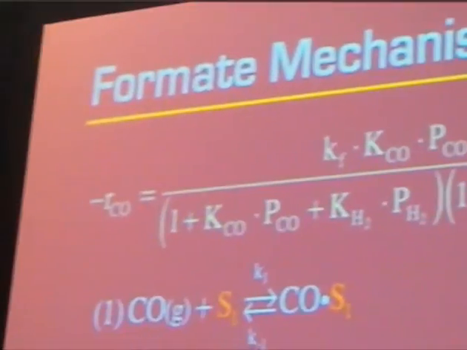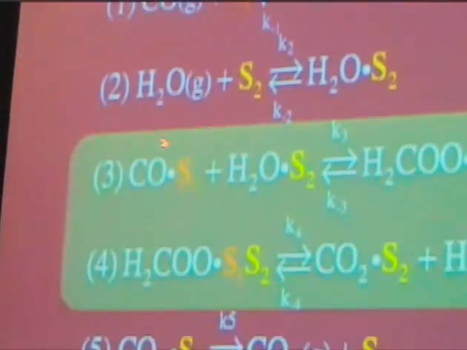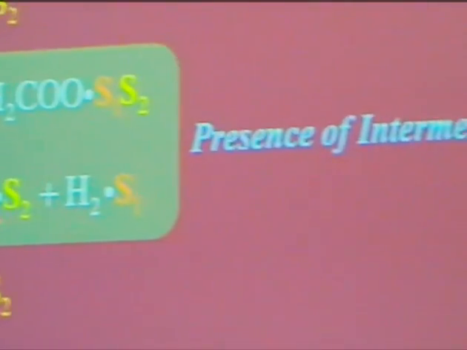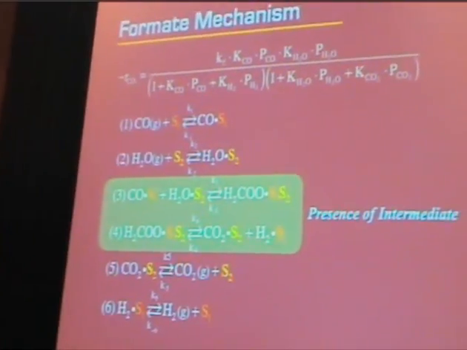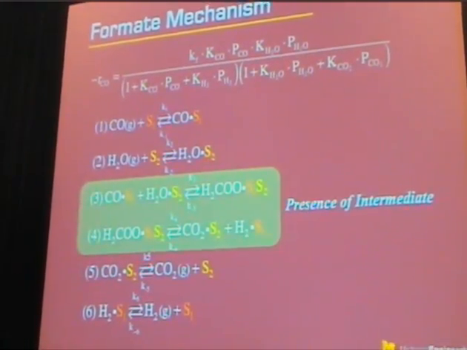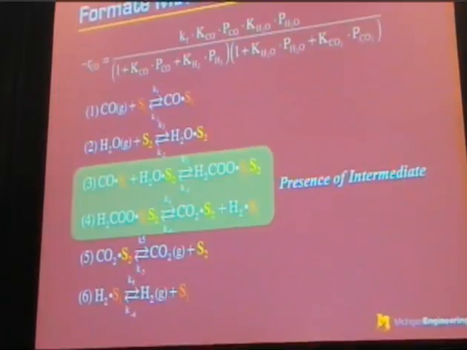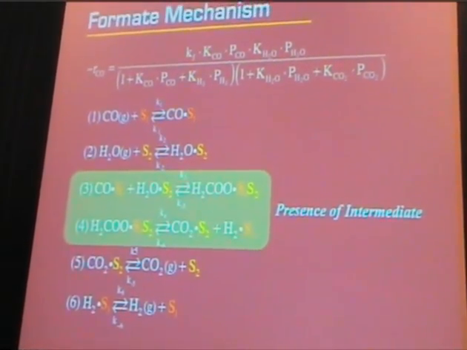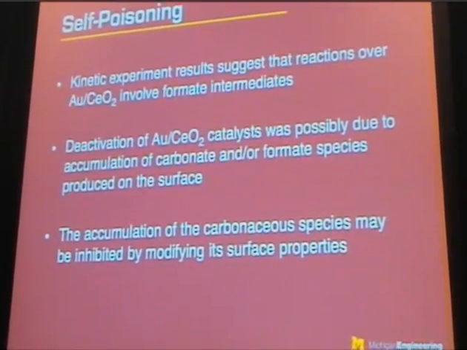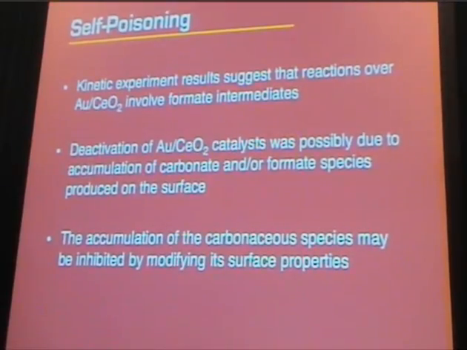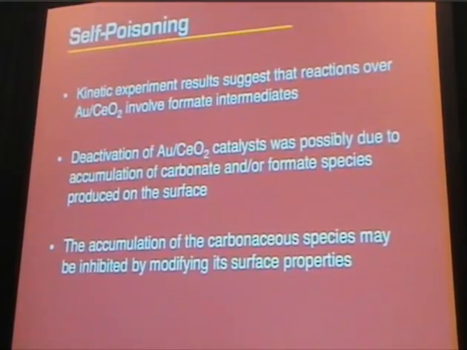So if we interpret this model, please note that the site for the CO adsorption is different from the site for desorption of the CO2, which suggests that the gold may have some types of intermediates present on the surface. So this may be a kind of evidence that the gold follows the formate mechanism. So the kinetic experiments told us the reaction follows the formate mechanism, and the deactivation is due to the accumulation of carbonate and formate species during the reaction.